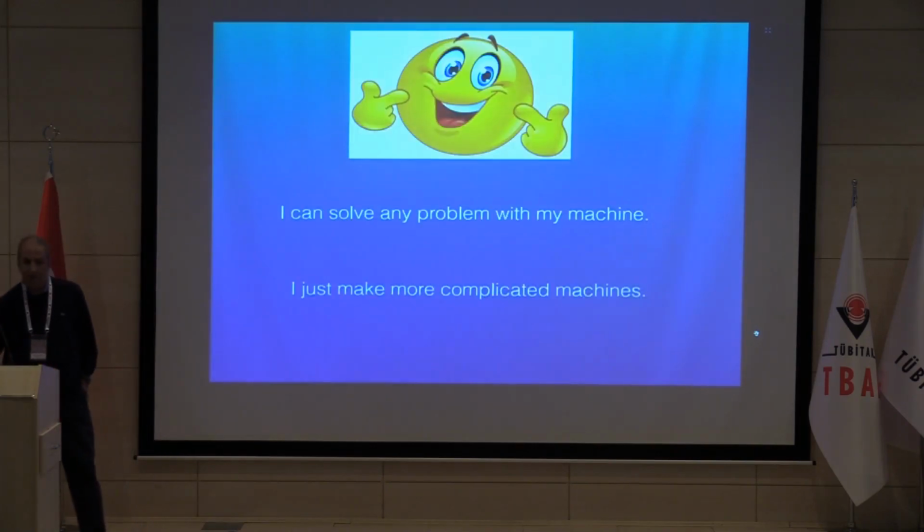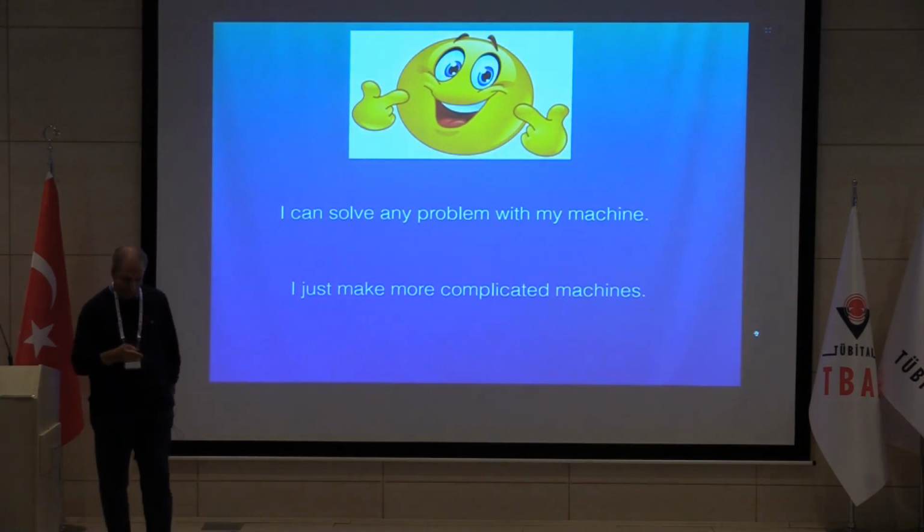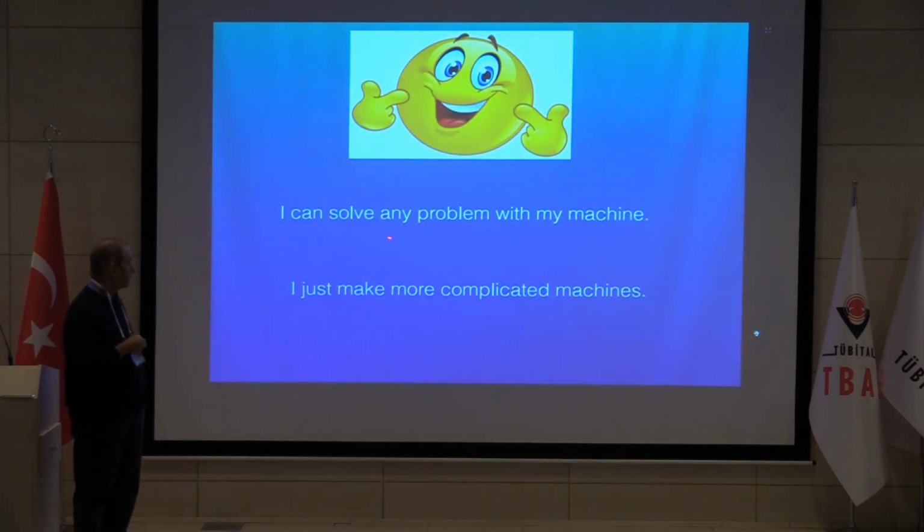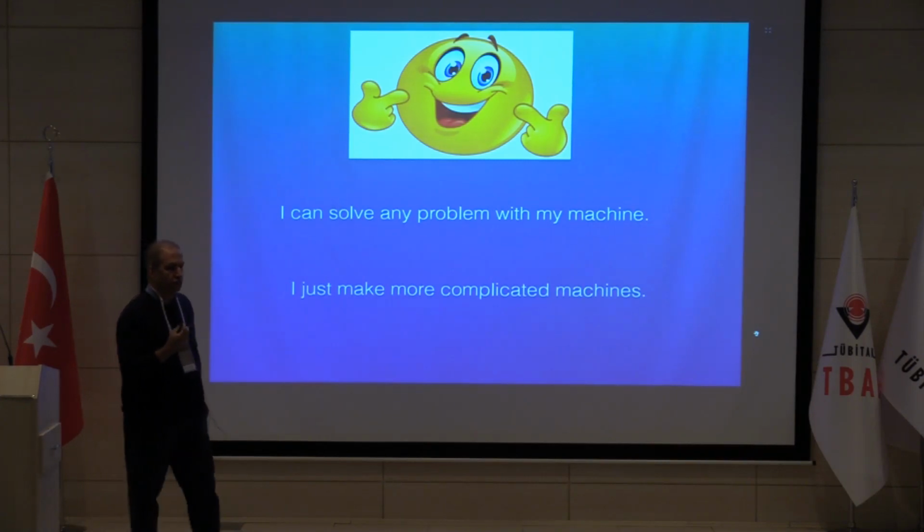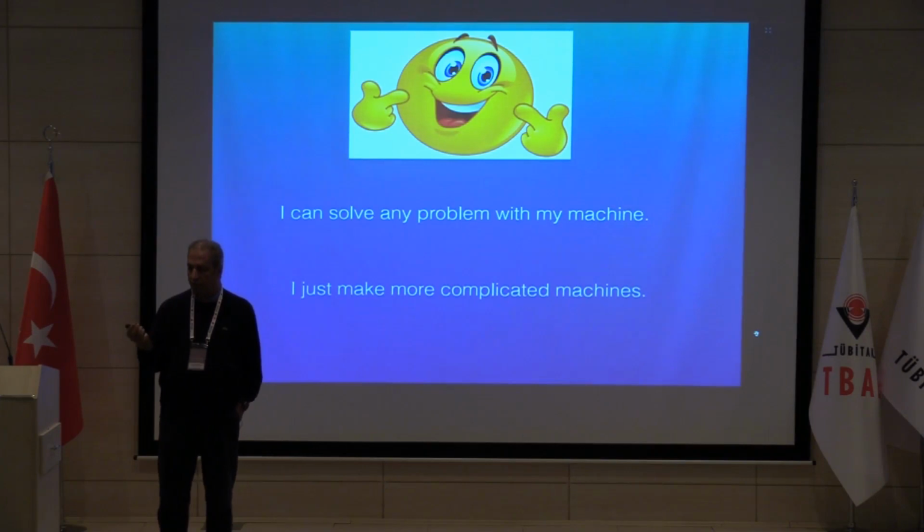And then at this stage, you are very happy. Why? Because you tell yourself that you can solve any problem with any machine. I just make more complicated machines. We just add more states, more complicated diagrams. In just 3 or 4 states, we solved this problem. But you can design a machine with 1 billion states. Then you can solve any problem. Not 1 billion, just 5 states, 6 states, 10 states. Then you can solve more complicated problems.